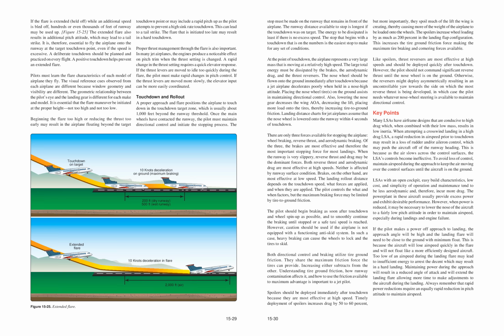Also, lowering the nose gear decreases the wing AOA, decreasing the lift, placing more load onto the tires, thereby increasing tire-to-ground friction. Landing distance charts for jet airplanes assume that the nose wheel is lowered onto the runway within 4 seconds of touchdown. There are only 3 forces available for stopping the airplane: wheel braking, reverse thrust, and aerodynamic braking. Of the 3, the brakes are most effective and therefore the most important stopping force for most landings.